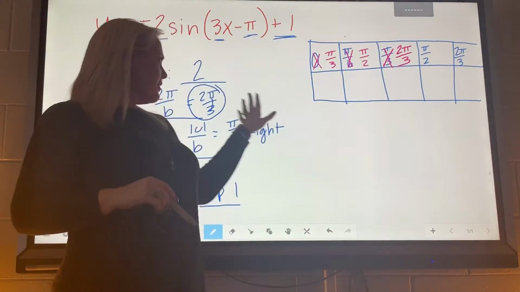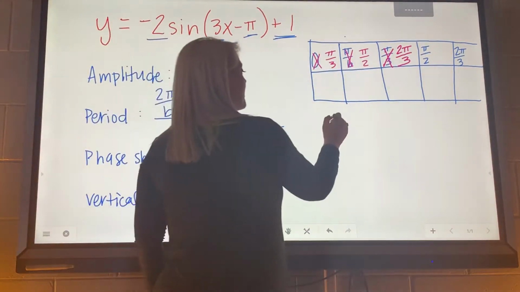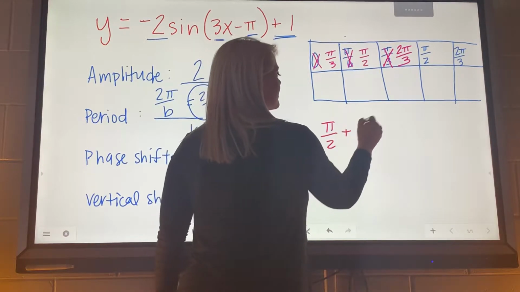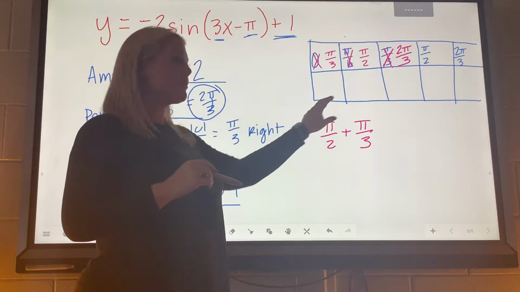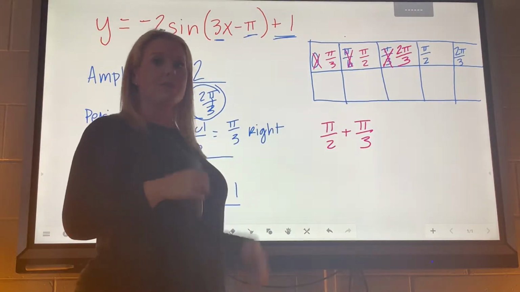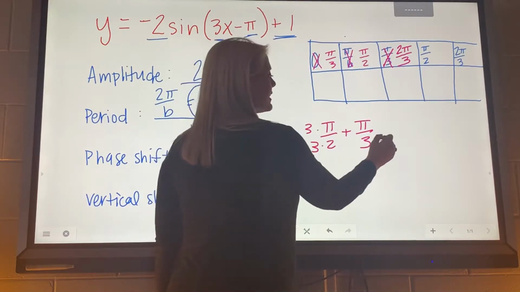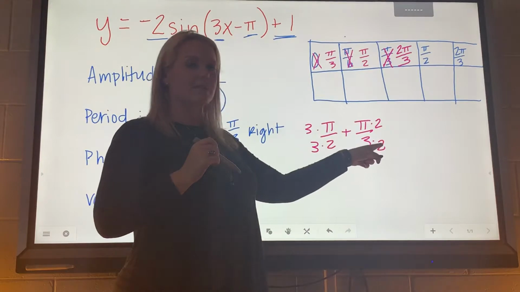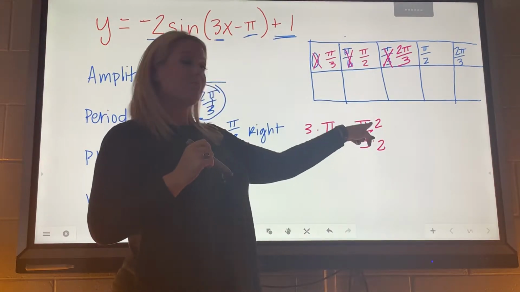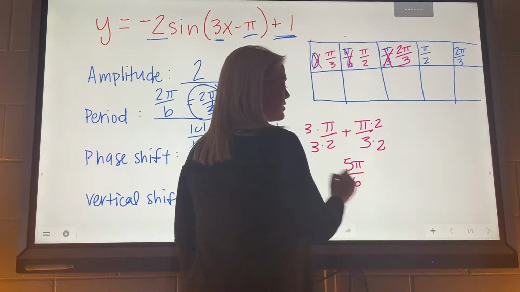All right, now when we add the phase shift to pi over 2, our fourth x value, I'm going to kind of repeat that process that I did for the pi over 6 problem. So pi over 2 plus pi over 3, those need to have a common denominator, which would be 6. So these would turn into 6's, and then we have 3 pi plus 2 pi. So this is going to end up being 5 pi divided by 6.